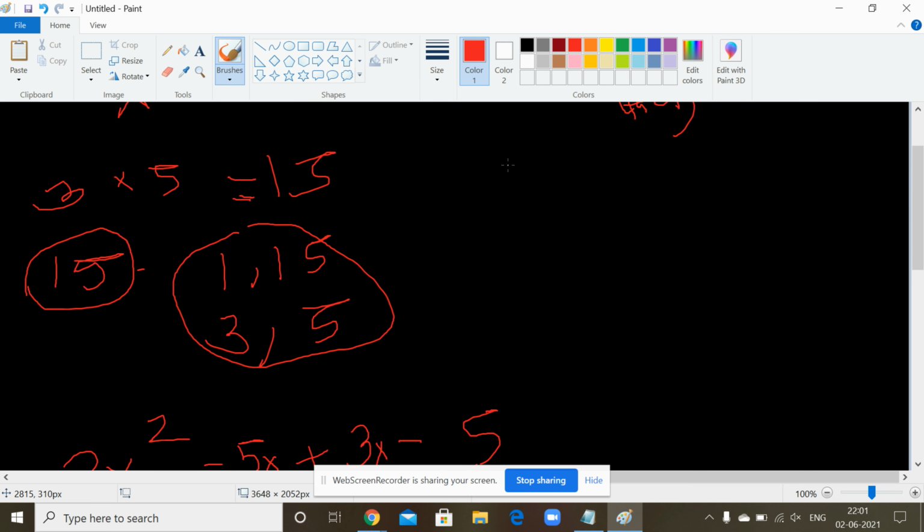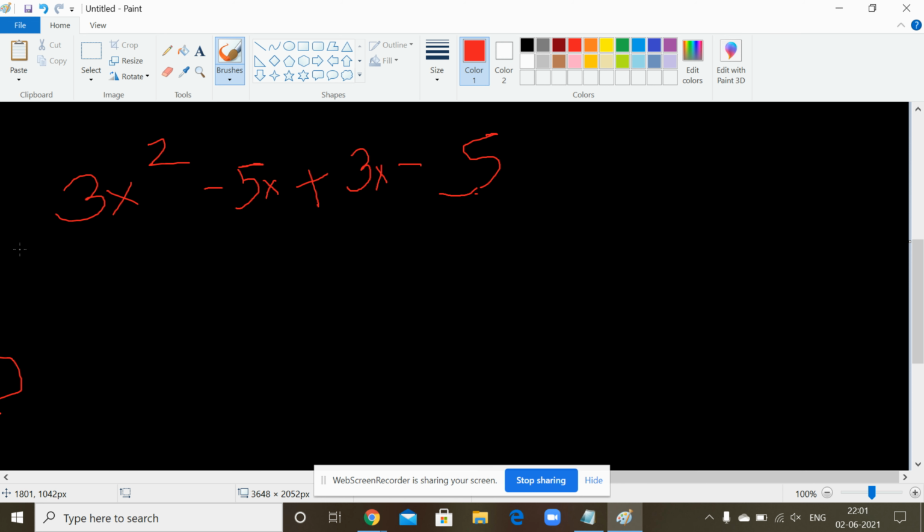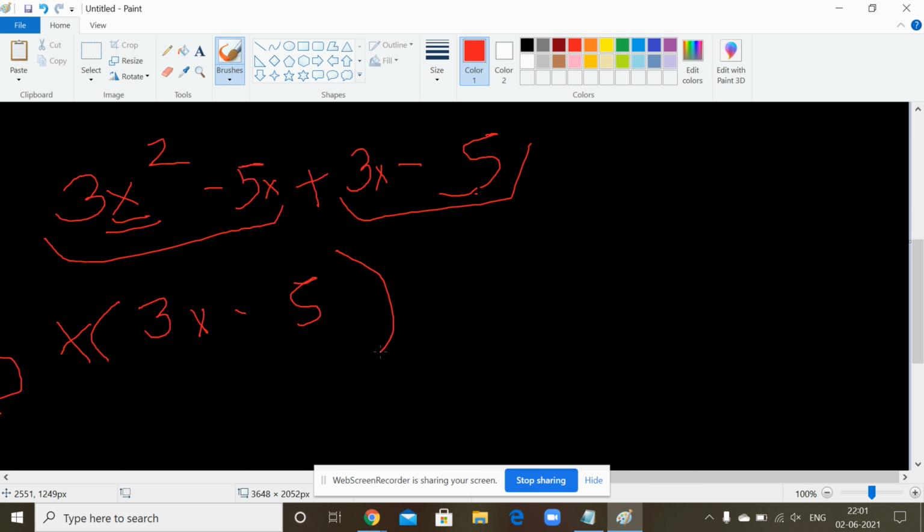The second last thing is we have to pair up these numbers, as I told you. In 3x square and minus 5x, what is common? Only x. So we will write x bracket 3x minus 5, plus. What is common in 3x and minus 5? Only 1 is common, because it is not 5x, it is only 5. So we write 1 bracket 3x minus 5. So we get the answer.